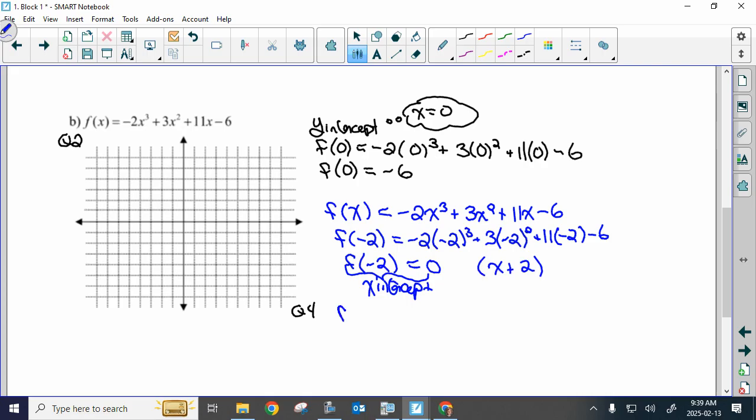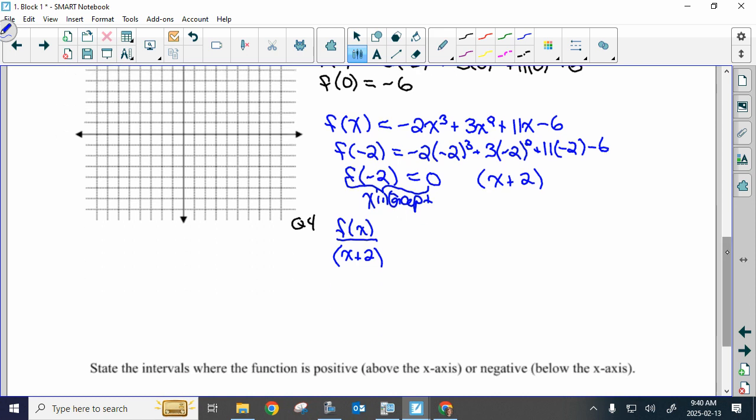So now we're going to take our f of x, and we're going to divide it by x plus 2 to see what we get for the remaining quadratic factor, right? So we take the root of the divisor, and I take all the coefficients of the cubic, so -2, 3, 11, -6. It went 3, 2, 1, 0, so carry it down.